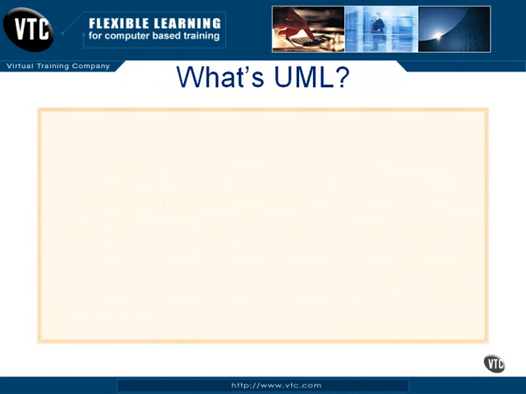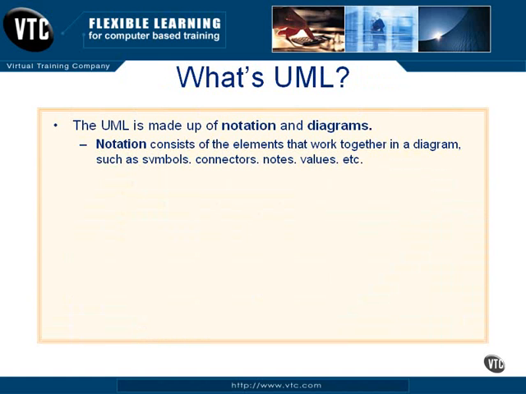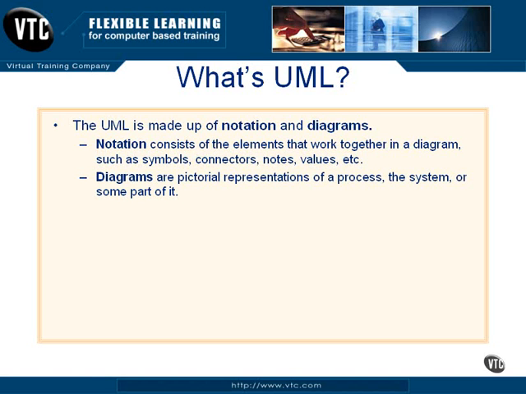What is the UML? UML is made up of notation and diagrams. Those are what we'll be working with throughout this course. By notation, I mean the elements that work together in a diagram, such as symbols, for example classifiers or stick figures, connectors, such as arrows, dependencies, associations, notes that you might add, values, even things like pseudocode and code. All of these things are considered notation. And diagrams, of course, are pictorial elements of a process, a system, or some part of the system, such as the class diagram you saw on the previous slide.